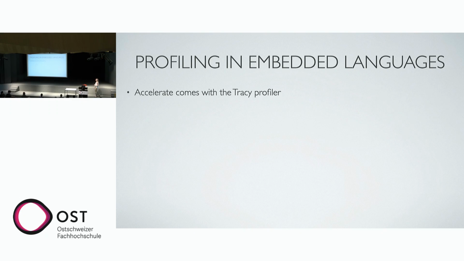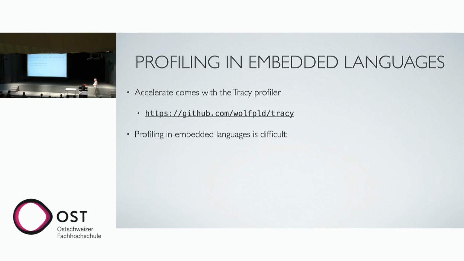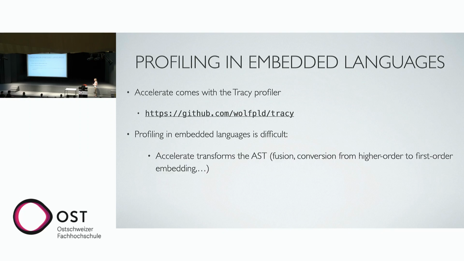So Accelerate comes by default with a Tracy profiler. It's a profiler usually used for C++ graphics applications and things like that. But basically, we are not profiling Haskell code, right? We're profiling the LLVM code we're generating if we profile an Accelerate program. But profiling in embedded languages is difficult because the source code is not the Haskell source code, right? So making these connections is really hard.